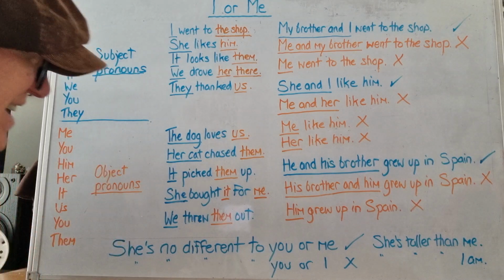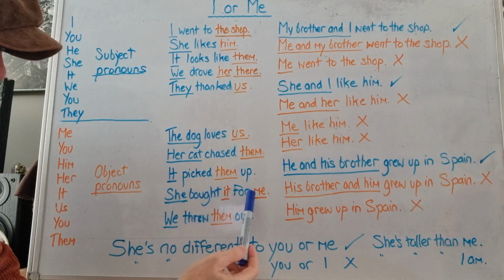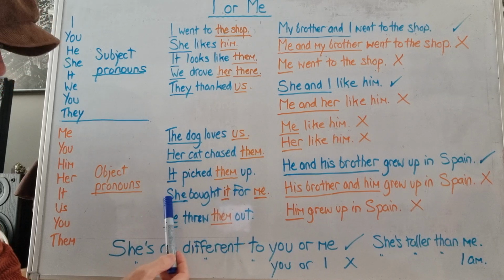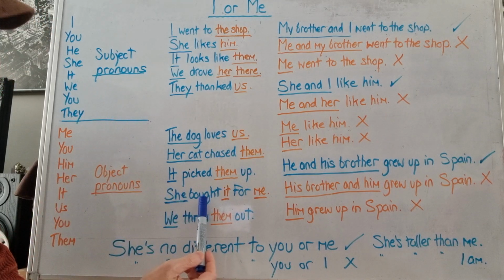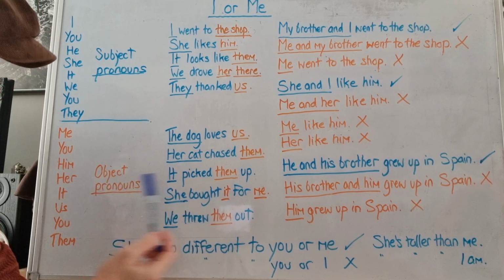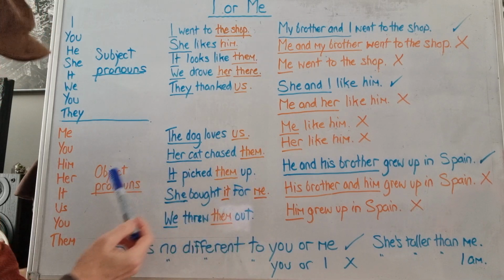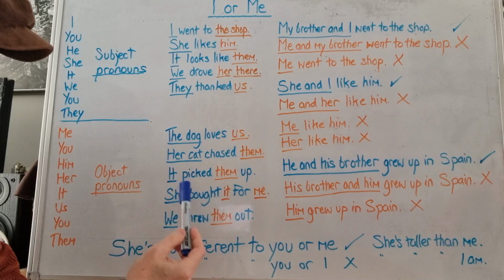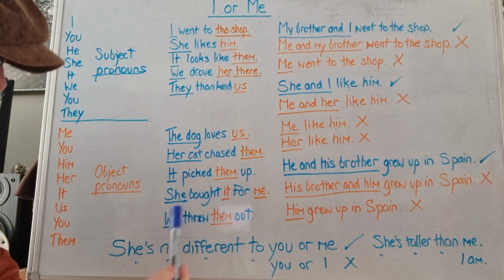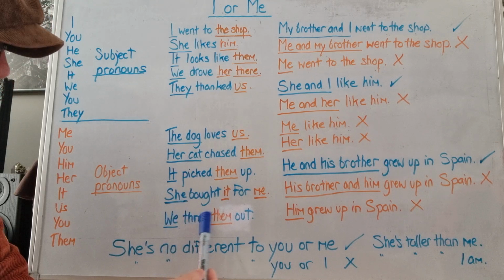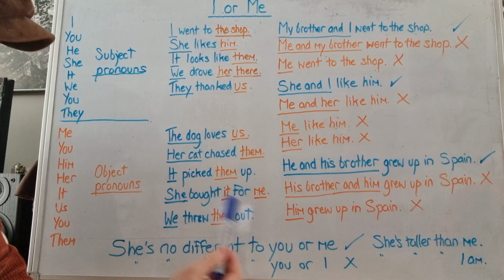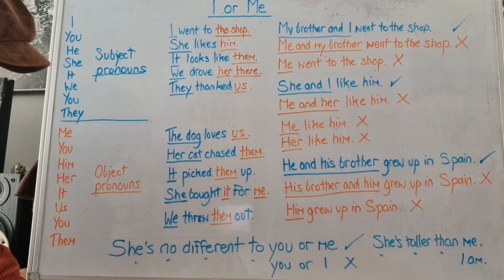Okay, she bought it for me. Again, two object pronouns here. She, that's the subject pronoun. Bought, that's the verb. It, that's an object pronoun. For, that's a preposition. And me, that's an object pronoun too. Because bought is, as I said earlier, a ditransitive verb. It takes two objects. Can take two objects. We threw them out. We's the subject pronoun, then the verb, the object pronoun, and the preposition. Okay?